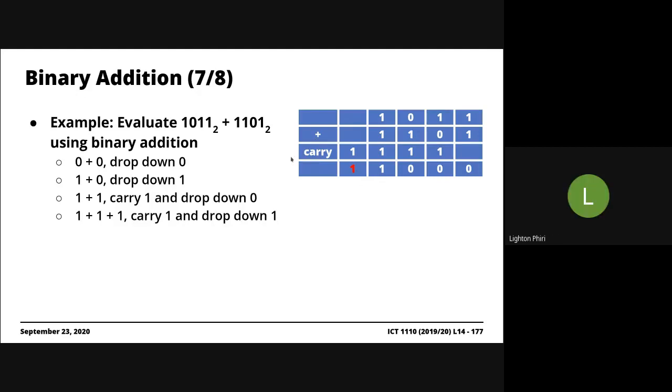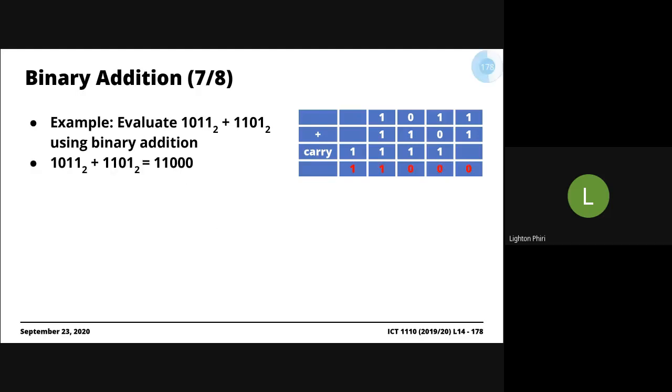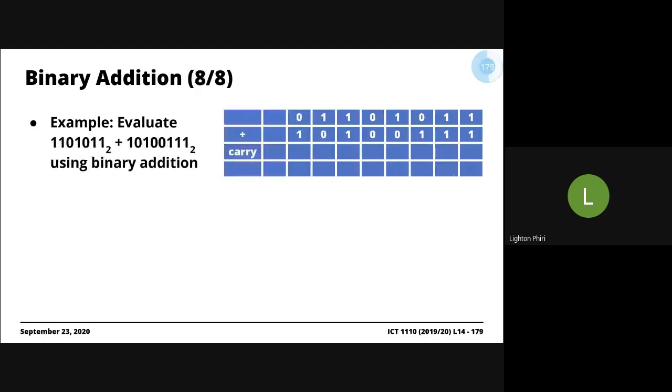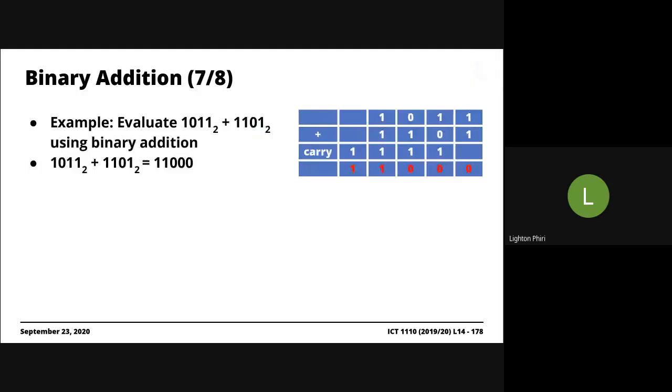Yes, sir. Yeah, so here's the thing, right? I hope it's going to make sense here. The rules are really simple rules. If you think about this, it's just 4 rules really. 0 plus 0 is 0. 0 plus 1 is 1. 1 plus 1 is 0, remainder 1. 1 plus 1 plus 1 is 1, remainder 1.